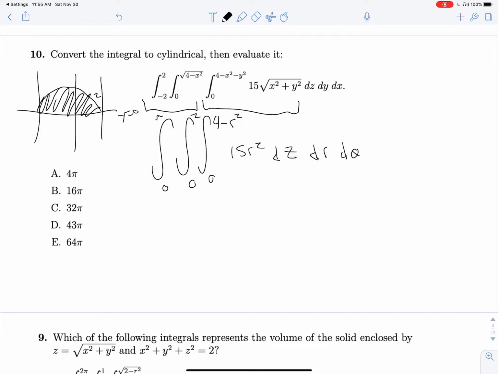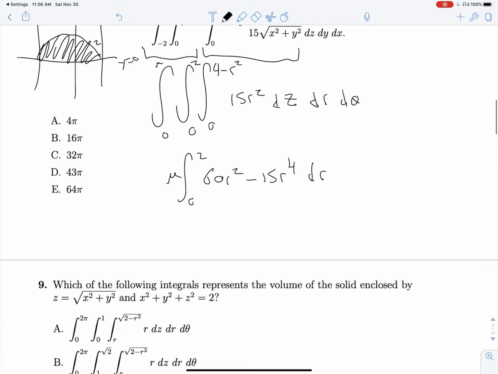actually, I already forgot what it was. Okay, we're going to get the integral from 0 to 2, integral from 0 to pi of 60 r squared minus 15 r to the 4th dr d theta. Also, we have no thetas to worry about, so we can just move a pi out here. So now, integrating, we're going to get 20 r cubed minus 3 r to the 5th on 0 to 2.